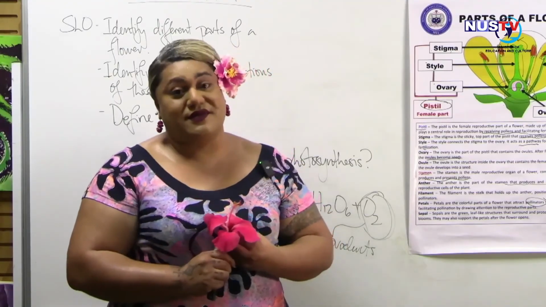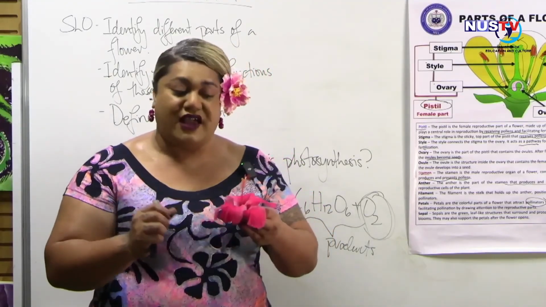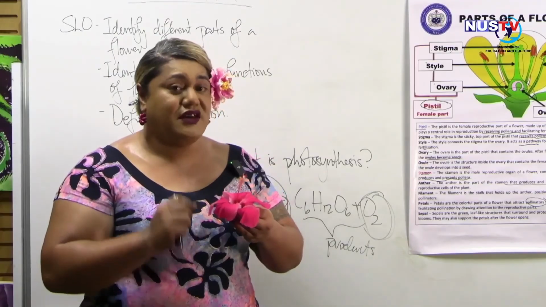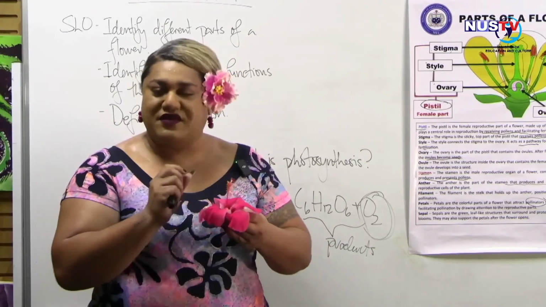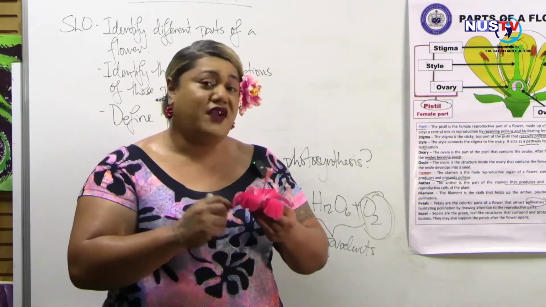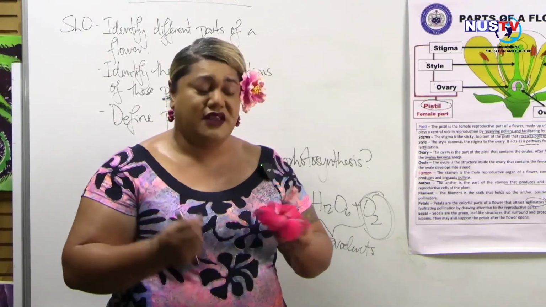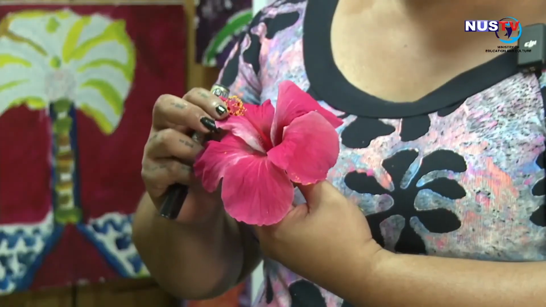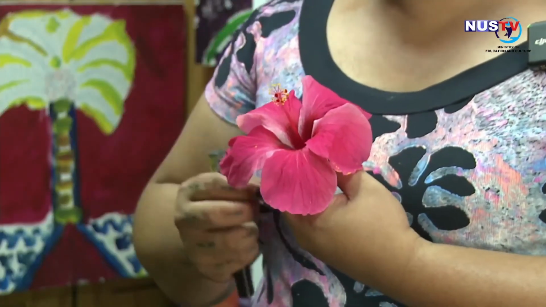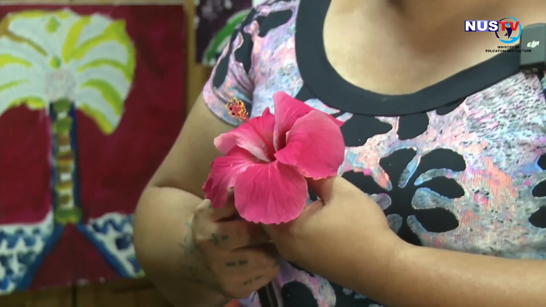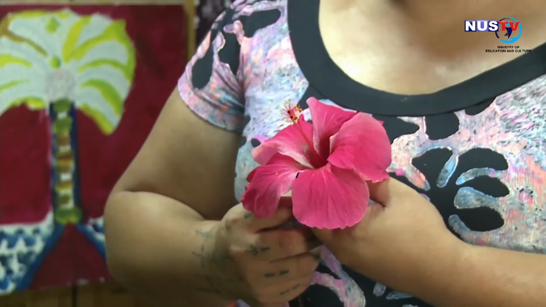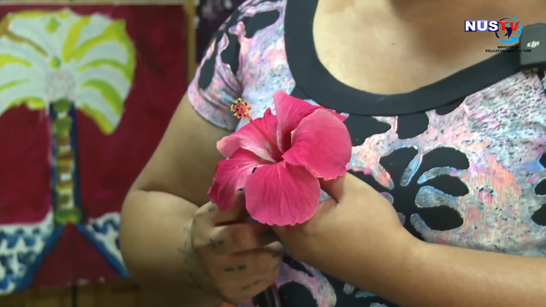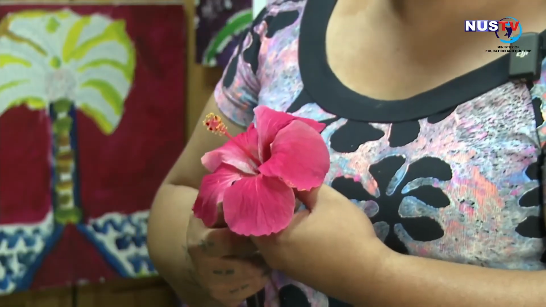Yes, it is white, and it has a very large anther and very long filaments. So in comparison to our flower that we are looking at today, wind-pollinated flowers are very dull looking, and they do not attract insects or birds.